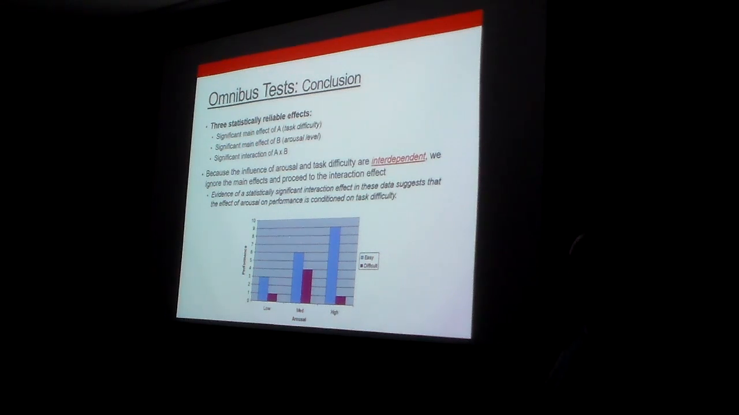So functionally, we could break this down and split this into two one-way ANOVAs, right? We could look at the impact of, or differences in, arousal on performance at easy tasks, and the impact of arousal on performance at difficult tasks. Or we could break this down the other way, and look at differences in task, between easy and difficult performance tasks, at low levels of arousal, at medium levels of arousal, at high levels of arousal.